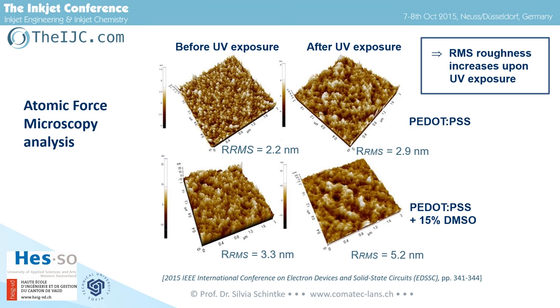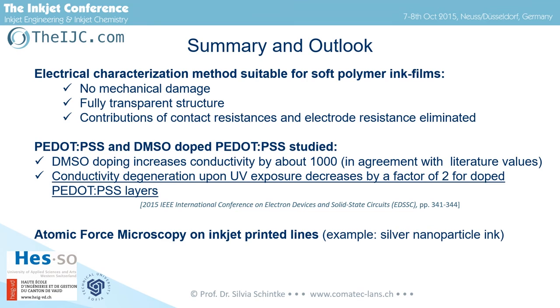So as a summary, we have on one hand the electrical characterization method put in place with a test structure which is suitable to test inks on the conductivity. We have no mechanical damage, a fully transparent structure, and we have found with this method that we can really exclude the contributions of the contact resistance and electrode resistances. So it really is reliable to measure conductivity of soft materials.